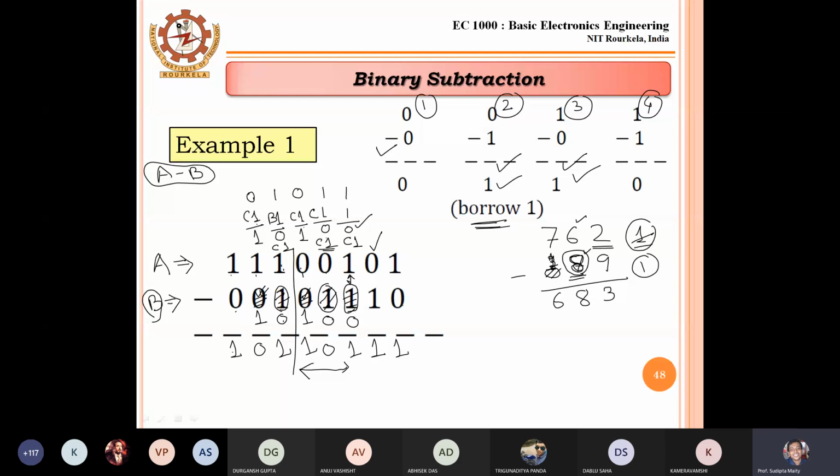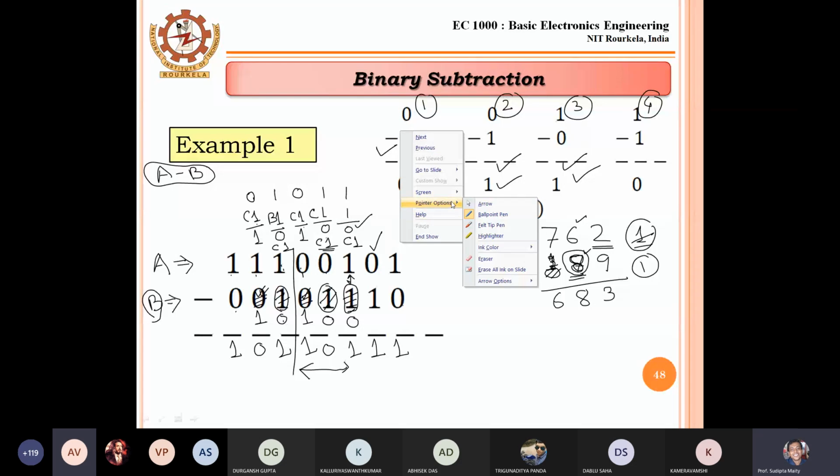Is it clear? Yes, sir. I'm asking those who are facing the binary subtraction, not to all. So those guys, please respond. Now it is clear, sir. Sir, one more example.